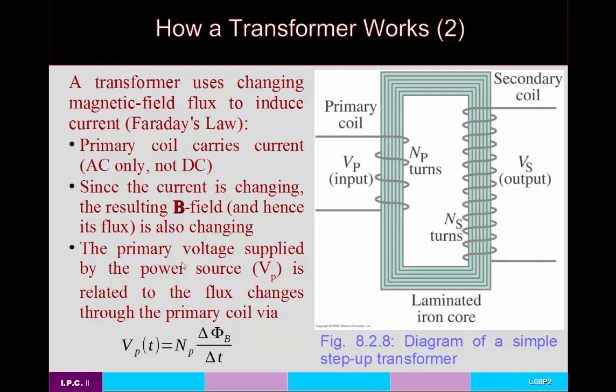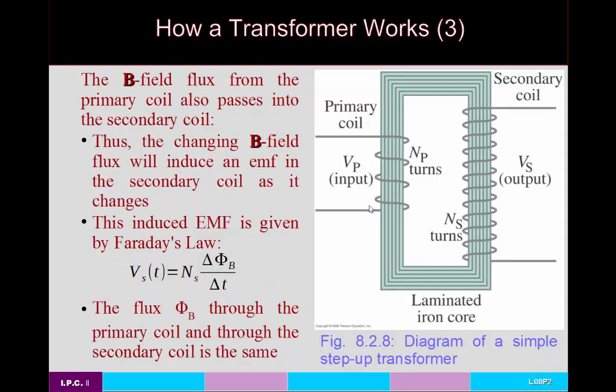The primary voltage is coming from the power source, and it's going to actually be equal to the number of turns in the primary coil times the change in flux per unit time. So the change in flux per unit time is basically equal to the voltage from the primary divided by the number of turns from the primary. That'll be the change in flux for the magnetic field per unit time.